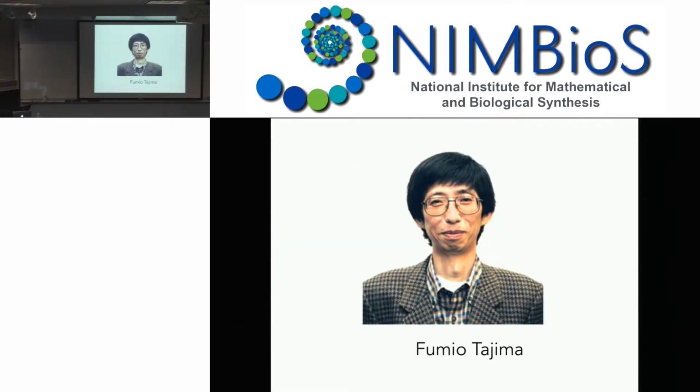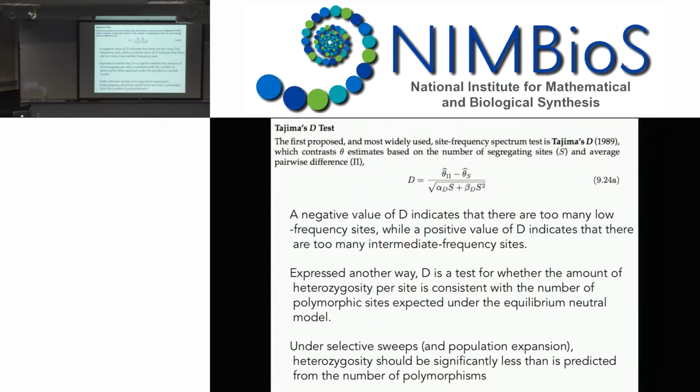So the classic one is Tajima, and Tajima's D test is basically this. And that expression down there, where S is the number of segregating sites, is basically figuring out what the variance on these things are. So a negative value of D means there are too many low-frequency sites. Positive value, too many intermediate frequency. Expressed another way, D is a test for whether the amount of heterozygosity per site is consistent with the number of polymorphic sites under the equilibrium neutral model. Under selection sweep or population expansion, heterozygosity should be significantly less than the predicted number of polymorphisms. Why? Under a sweep or expansion, you have a lot of singletons.